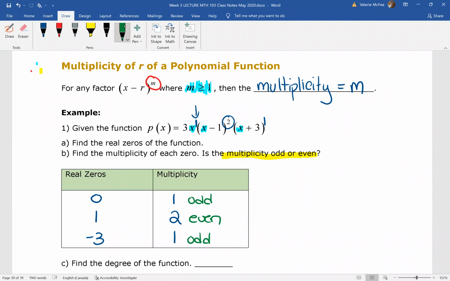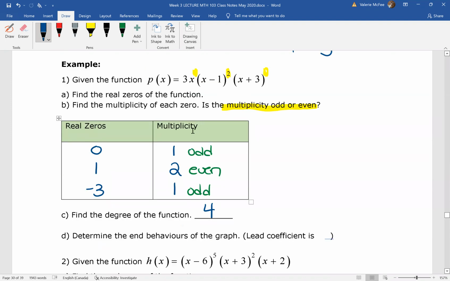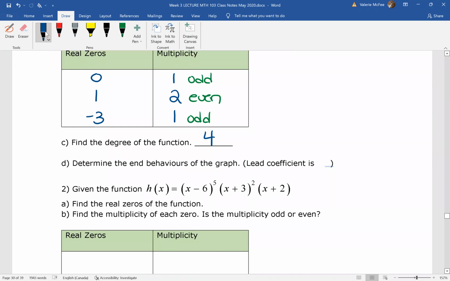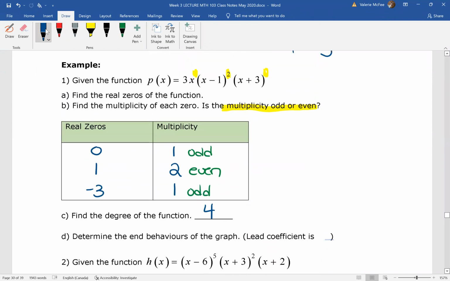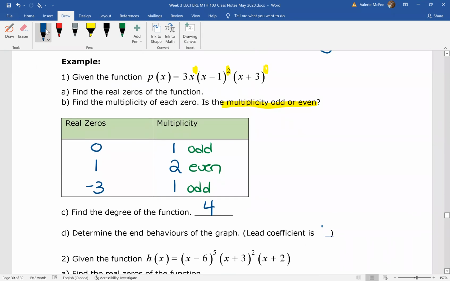And just a quick review question. What's the degree of this polynomial function here? Can you write that in? Yeah, it's going to be 1 plus 2 plus 1. I hope you had a degree of 4 there. So if you know that the degree is 4, what are the end behaviors of this graph? Well, for that we need the leading coefficient. That's going to be positive. This is even. So we know what the end behaviors are doing.